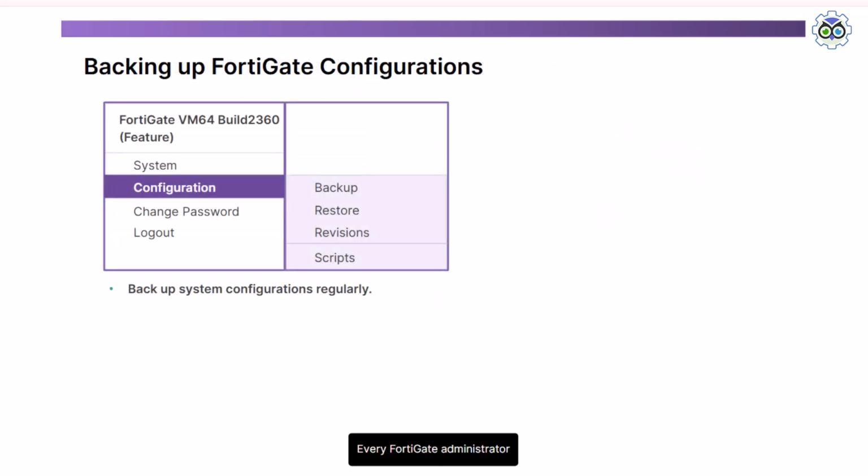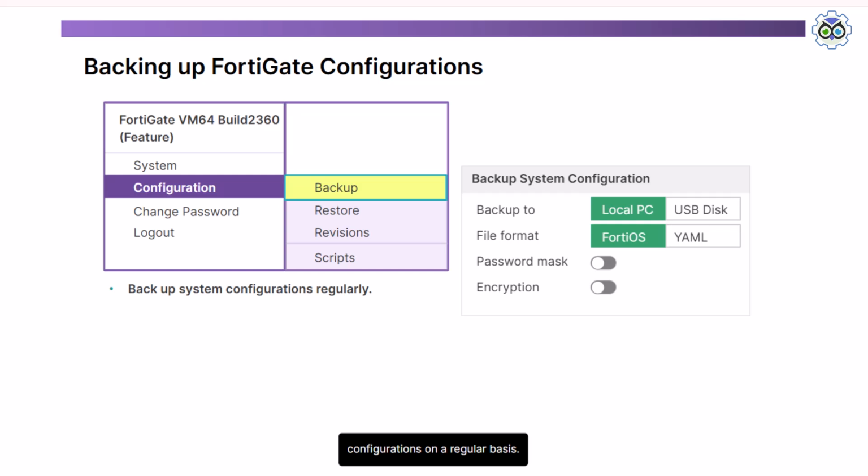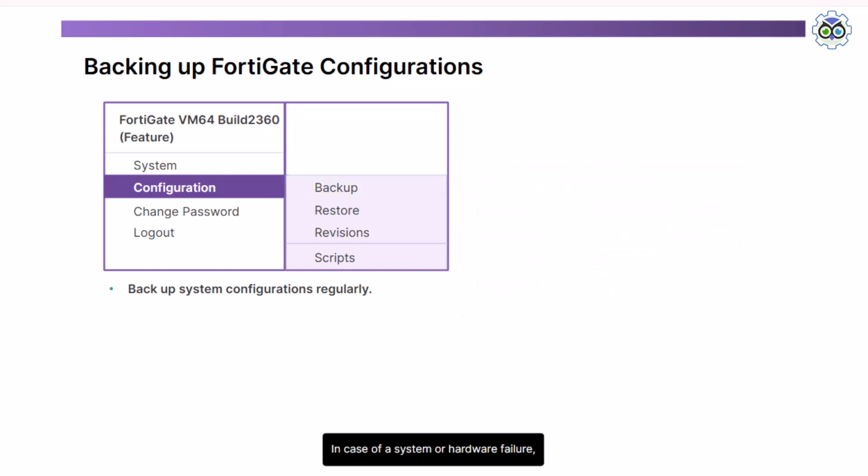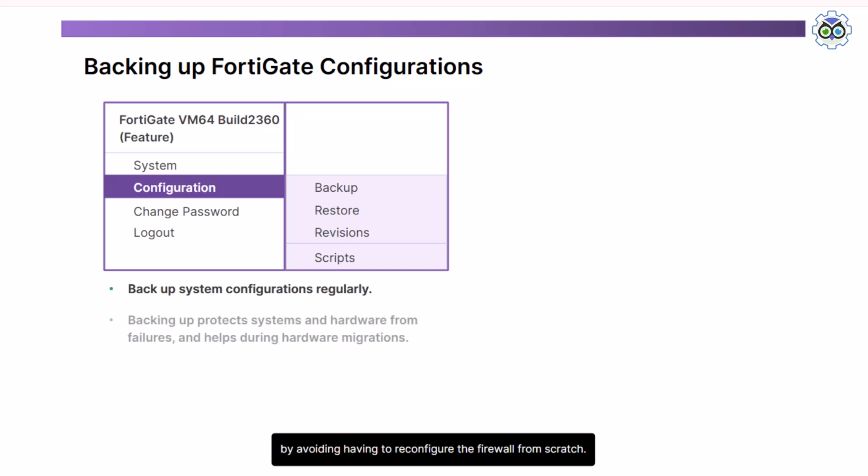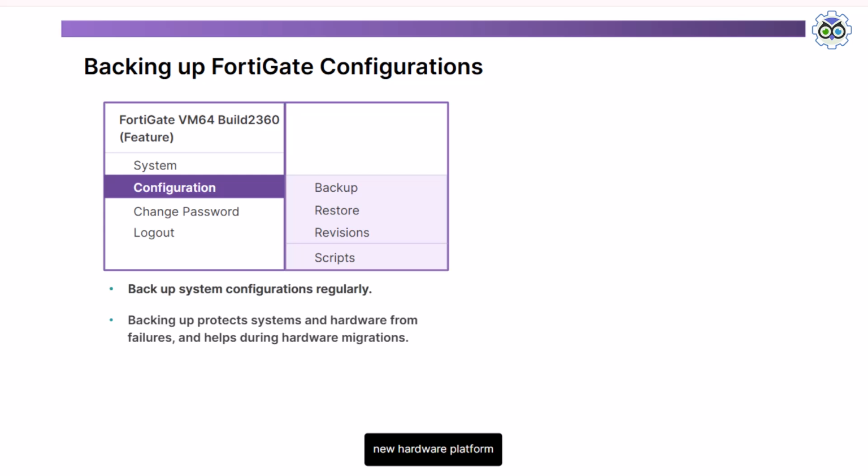Every FortiGate administrator should back up their system configurations on a regular basis. In case of a system or hardware failure, restoring the backup configuration saves time and effort by avoiding having to reconfigure the firewall from scratch. Configuration backups are also useful when migrating to a new hardware platform or when troubleshooting issues after unexpected configuration changes.